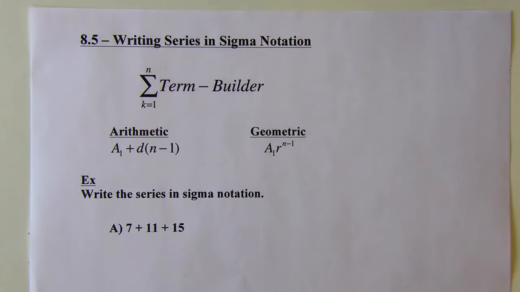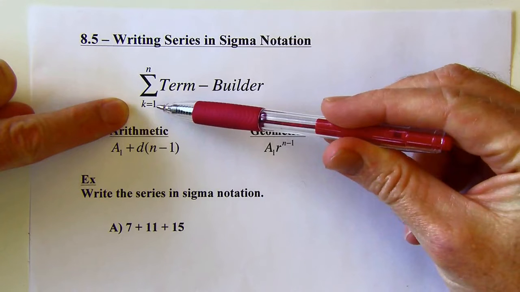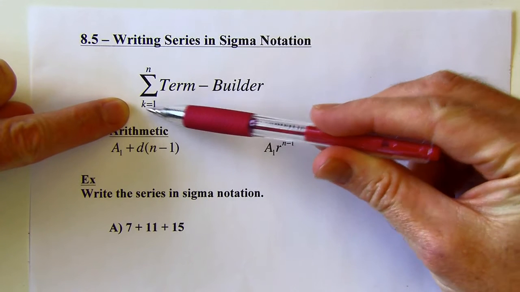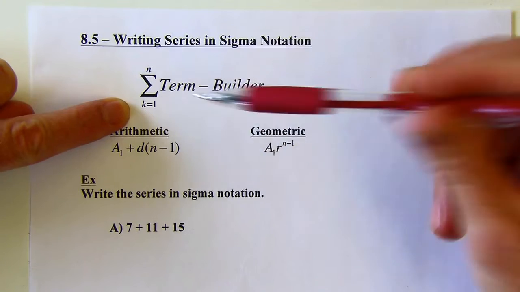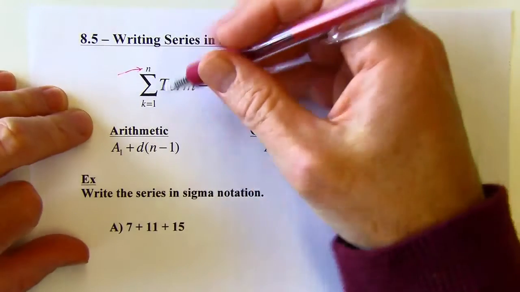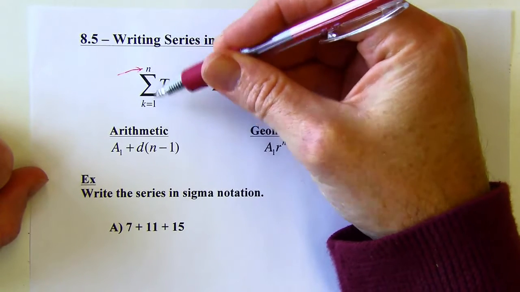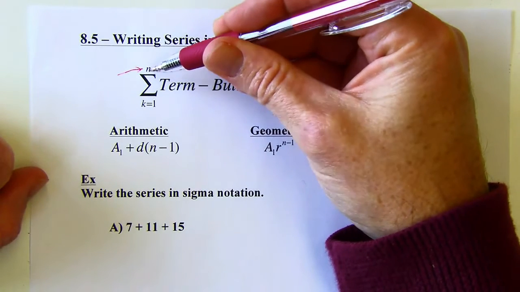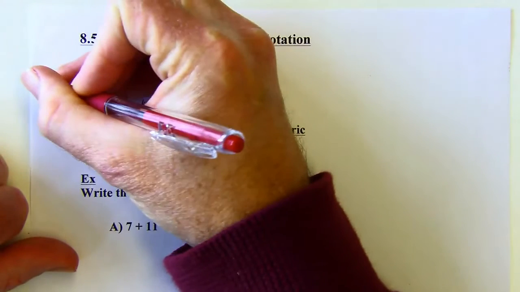Okay, so sigma notation. The way I write these, I always start with k equals 1. You could put other things down there, but it makes it more complicated. Then up top, the n is going to be the number of terms. So if I had 17 up there, I'd be plugging in all the integers from 1 to 17, which means there would be 17 terms. So this is the number of terms.